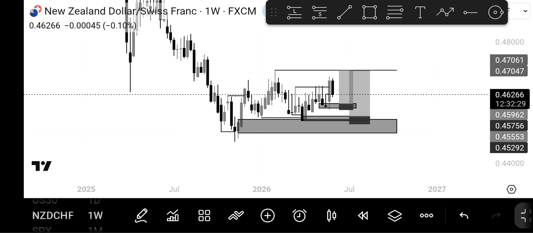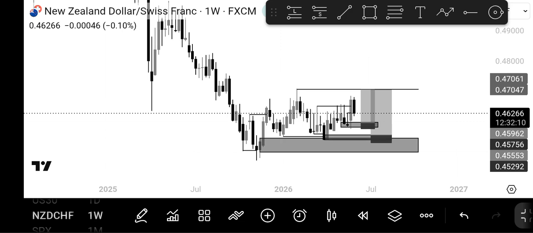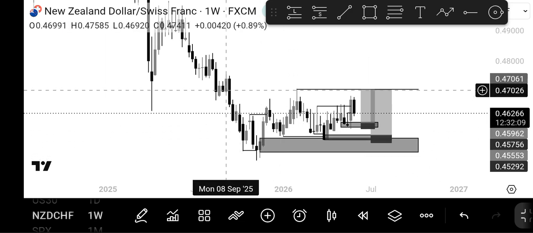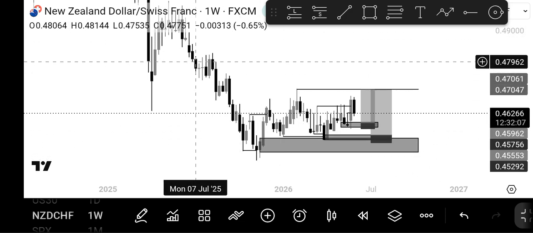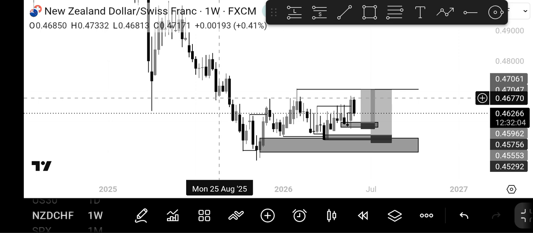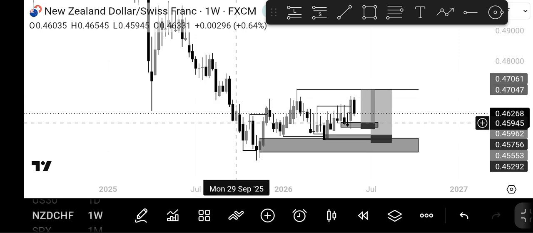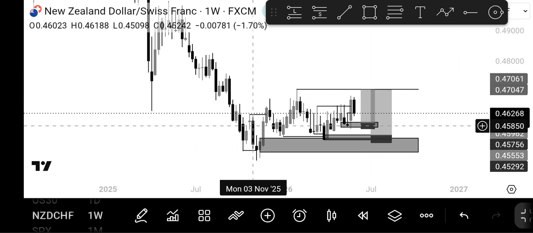This is weekly time frame on NZDCHF, and if you watch very closely, you will see that the market has been making a series of lower highs and lower lows, which indicates a downtrend, which means the market was previously on a downtrend. Starting from these points here, you can see a high, a low, a lower high, a lower low, a lower high, a lower low, a lower high, a lower low.